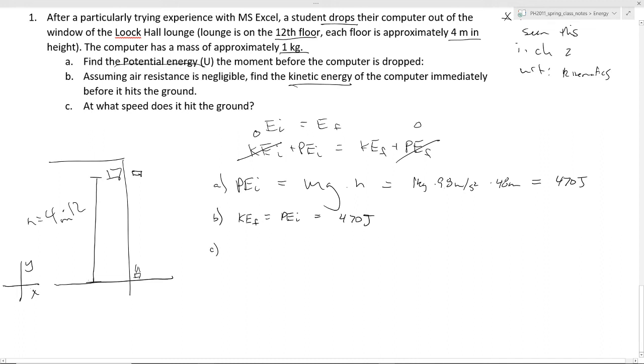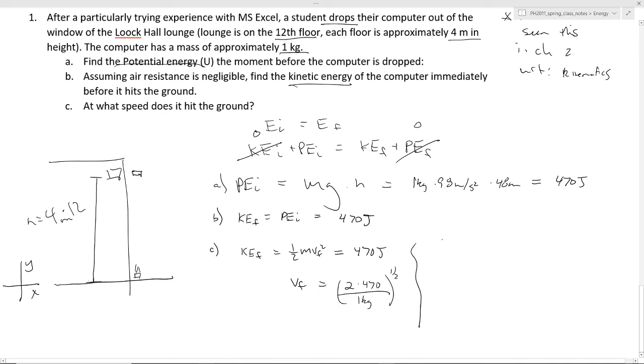And then the last bit, what's the speed going to be? Well, we can set this up a couple different ways. One way to do this would be to say, okay, the kinetic energy final equals 1/2 m v final squared. That's going to equal this 470 joules. So we could solve this expression for v final. So we would get 2 times 470 divided by 1 kilogram, and then we would have to take a square root.